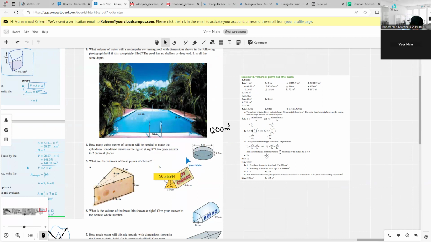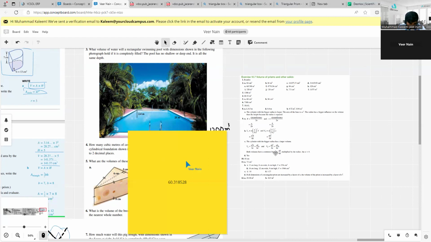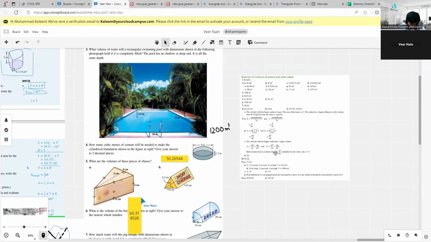How many cubic meters? So this is the circle, and then you have to multiply this one by 1.2. The height of this cylinder is 1.2 meters, which gives you the answer of 60.318. Yep, that's the right answer. But in the answer sheet, we have 60.32. They are writing the rounded-off answer. Okay, next question.